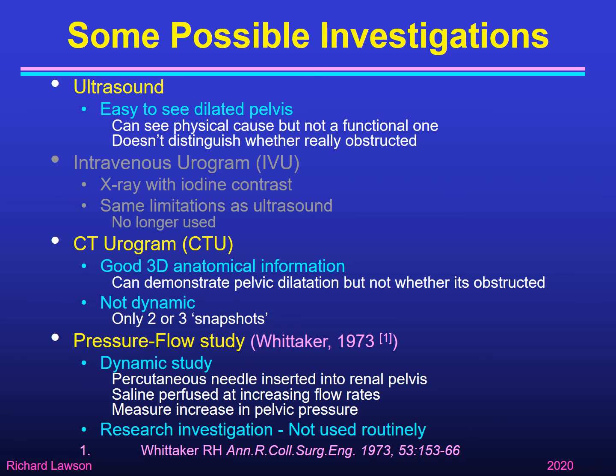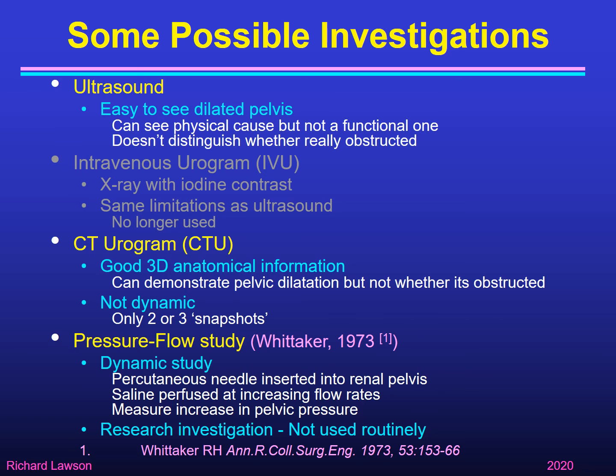The urologist's approach, though, is much more direct. They do a real dynamic study. The pressure flow study, developed by Whitaker in 1973, is performed by taking a percutaneous needle inserted through the patient's back into the renal pelvis, and then infusing saline down through that needle at increasing flow rates, and measuring the increase in pressure as you do so.